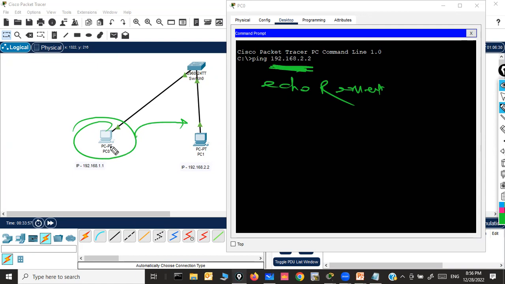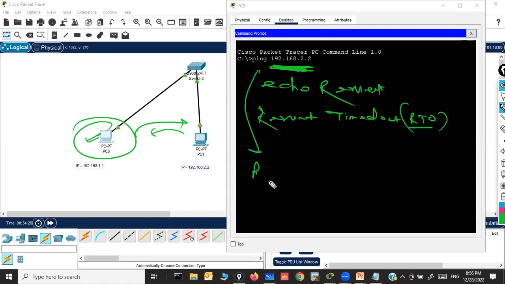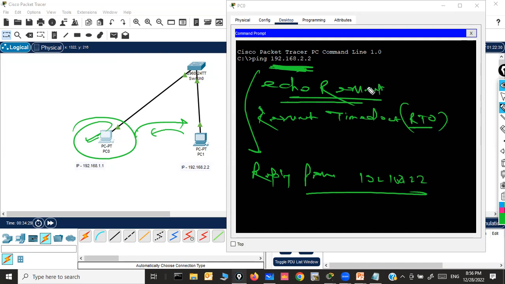After sending one packet, this end device will wait for a specific length of time, whether a response is received or not. Then it will show something like "Request timed out," or RTO in short. If they are communicating, we get a reply from 192.168.2.2, because an echo request packet means that if there is proper network reachability, request messages are always acknowledged and responded to with another message, an echo reply packet.